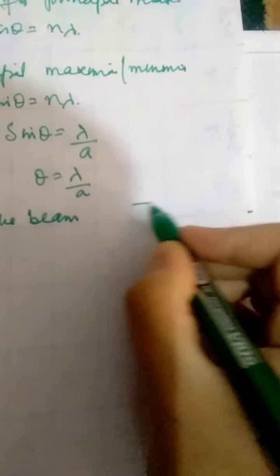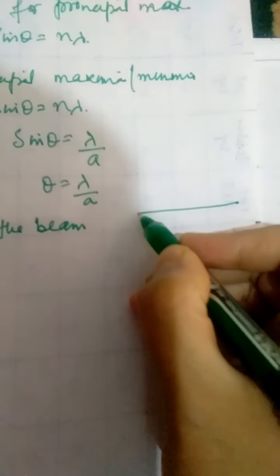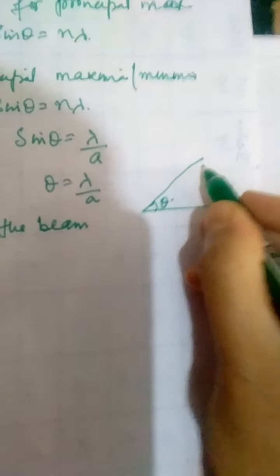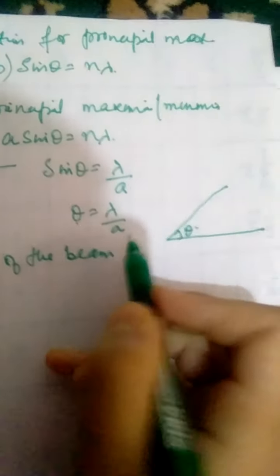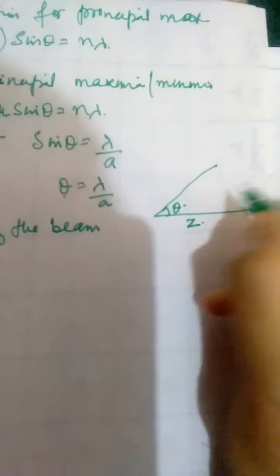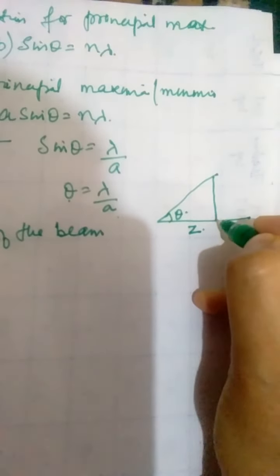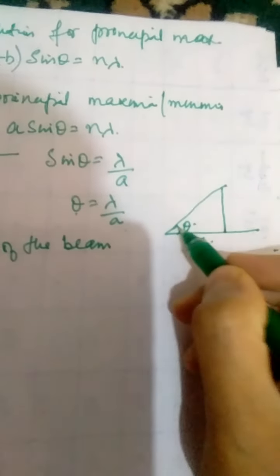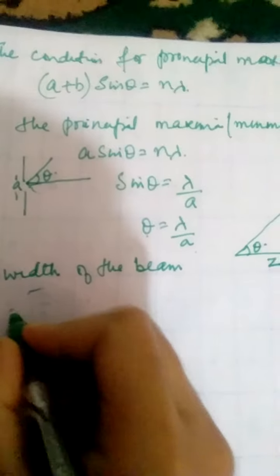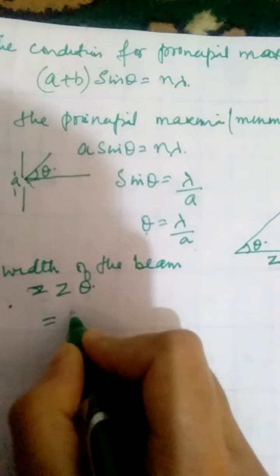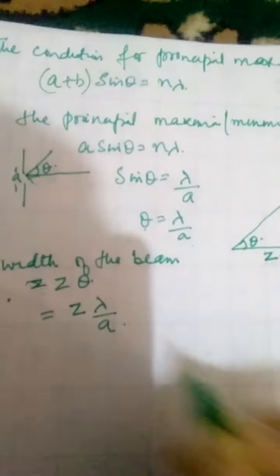Suppose this was the original path of light and it has bent through a certain angle. This theta we have already found to be lambda by a, where a is the width of the slit. Now suppose this light travels a certain distance, say Z. What is the width of the beam? Obviously, if this is L, the length of the arc, it is equal to R theta, that is Z theta. So the width of the beam is equal to Z theta, or for theta you can write lambda by a.